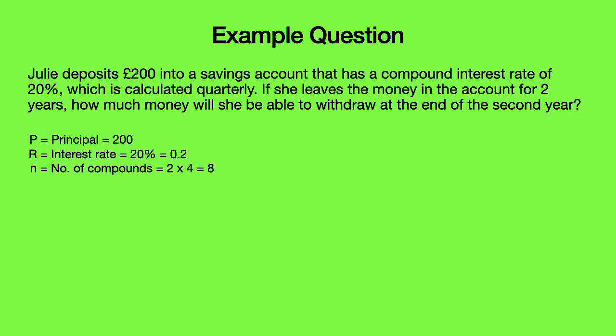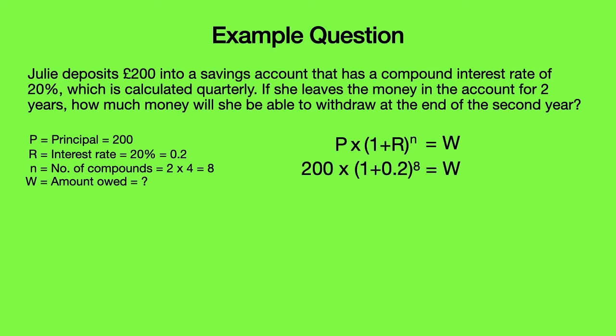The number of compounds is going to be 2 years times by how many times the interest is calculated in that year, which is going to be 4 because it's quarterly. So it's going to be 2 times 4 is going to be 8 compounds total. And then W is what we're trying to find out, the amount owed after those 2 years. So then we just use our formula and substitute in those values. So 200 times 1 plus 0.2 to the power of 8 equals W.